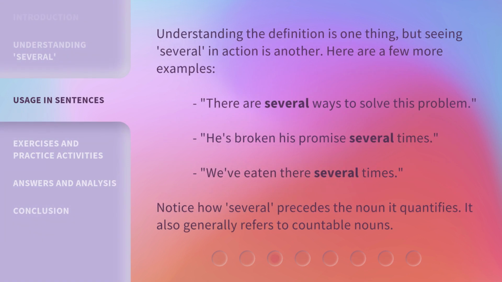Understanding the definition is one thing, but seeing several in action is another. Here are a few more examples. There are several ways to solve this problem. He's broken his promise several times. We've eaten there several times. Notice how several precedes the noun it quantifies. It also generally refers to countable nouns.